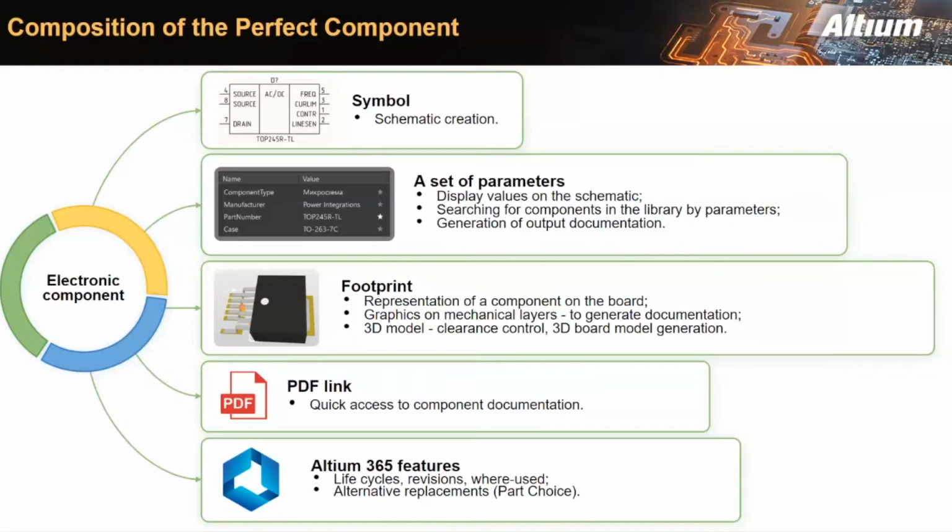It's important to include links in the component that point to data sheets and other supplementary information such as PDFs for the component, so that designers can quickly access the documentation when needed. If you are working with an Altium 365 library, components have life cycles and revisions. Also, alternate part choices may be specified for a component, such as a capacitor of the same value but from several different manufacturers.